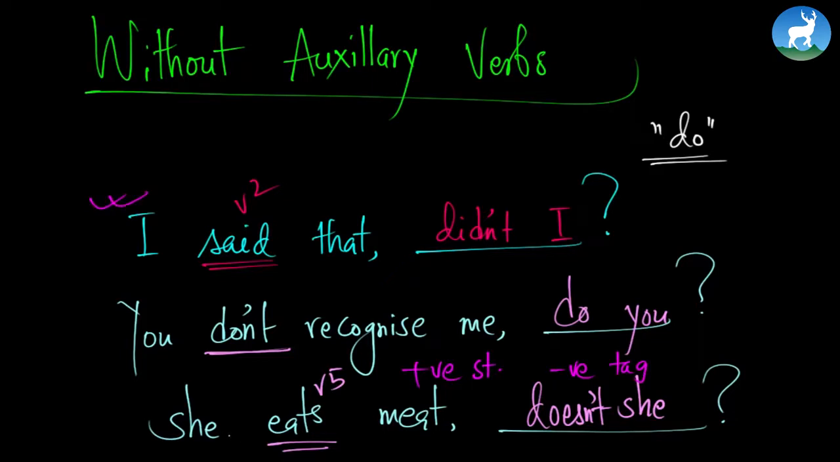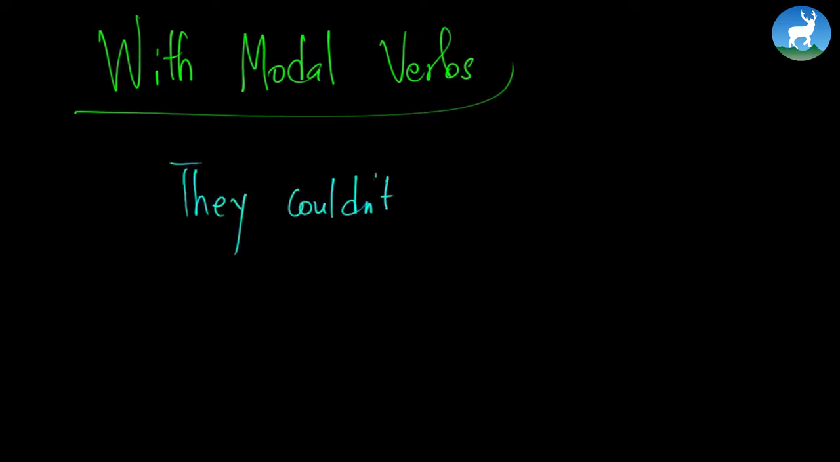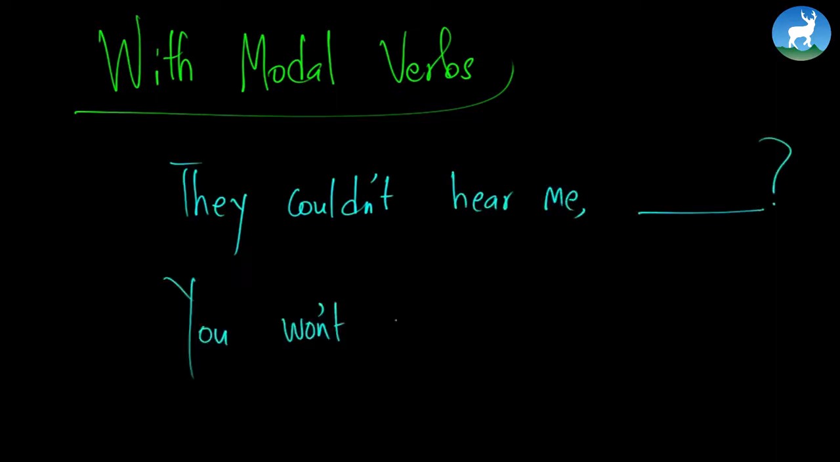Alright, let's talk about modal verbs now. With modal verbs, if there is a modal verb in the main part of the sentence, the question tag uses the same modal verb. Let's see. They couldn't hear me, question mark. One more example. You won't tell anyone, question mark.